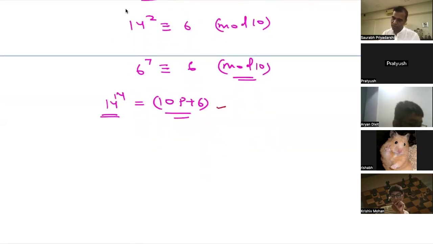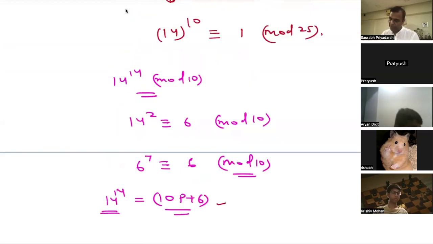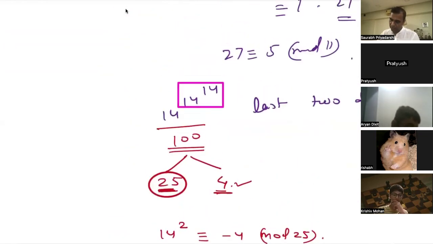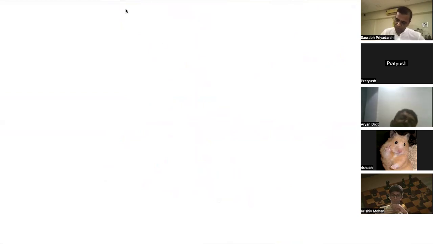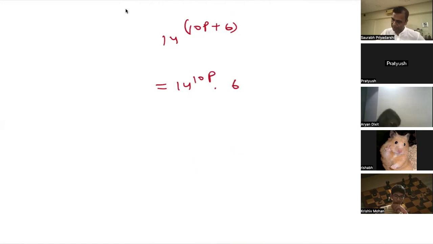This 14 to the power 14 is in the form of 10p plus 6. Means what we require, so this is the power. What power are we getting? This number is of the 10p plus 6 form. Is this okay, everyone? Means we have to find 14 to the power 10p plus 6. And we have already seen 14 to the power 10p is congruent to 1, so only I have to find 14 to the power 6.